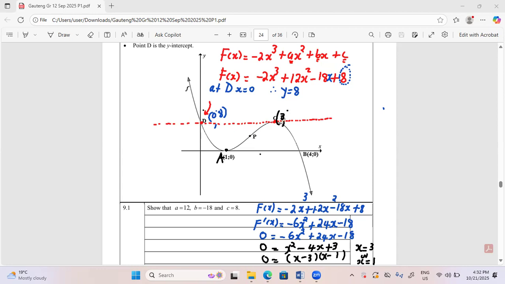But now we also have to find the y turning point at C. We have the x turning point at C, it's 3. How do we find the y turning point? We always substitute on the original equation. So the original equation is f of x equals minus 2x cubed plus 12x squared minus 18x plus 8. Now you say f of 3. You are looking for the y turning point when x is 3.